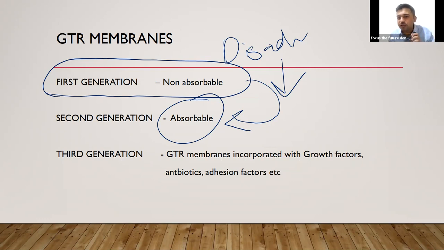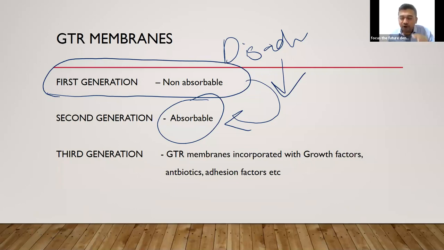What is a common thing that you use to prevent bleeding? Anybody? Have you heard of Surgicel? Collagen membranes? Surgicel? Nobody has used Surgicel till now? Yes, very good, Dr. Geeta. Yes, Surgicel. So these are collagen-containing membranes that are absorbable in nature.